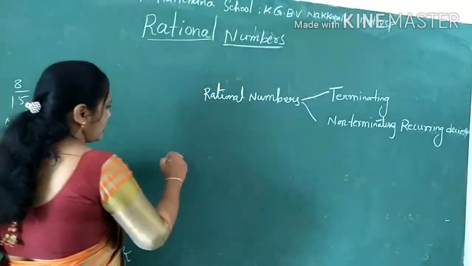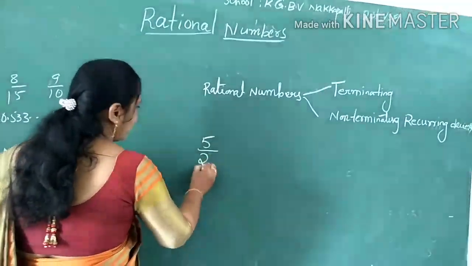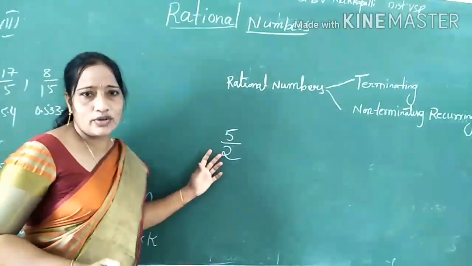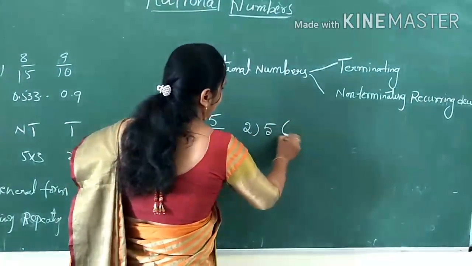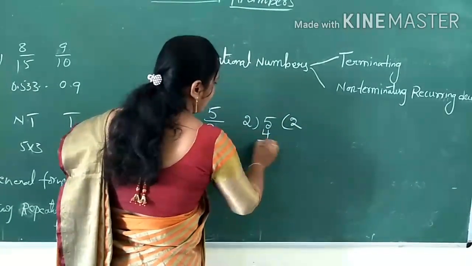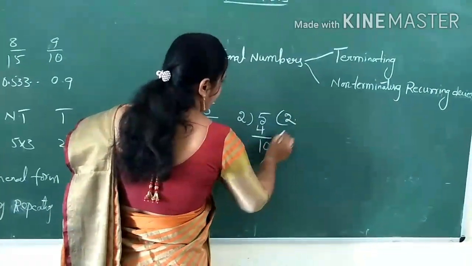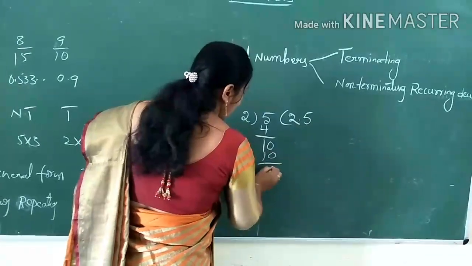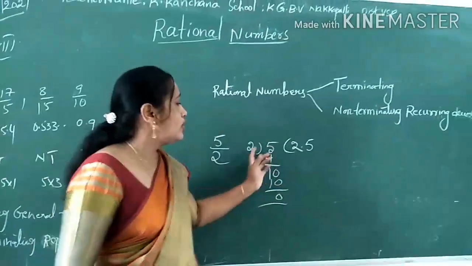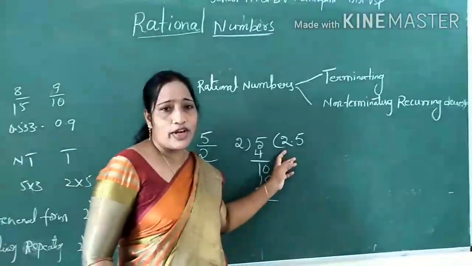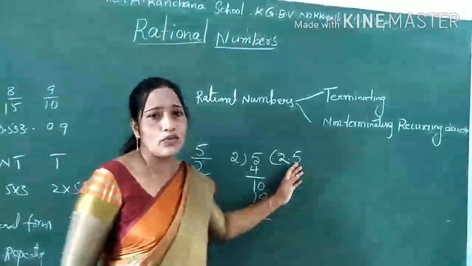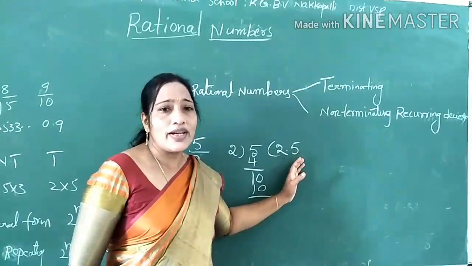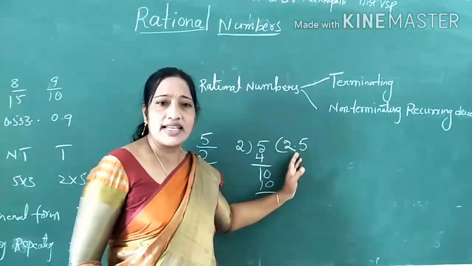We take one more example. 5 by 2 means 2 divides 5. 2 twos are 4, remainder 1, and 2 fives are 10. What do we observe? The remainder is 0, and 5 by 2 is 2.5. 2.5 is terminating because it has only one decimal place, the 5.